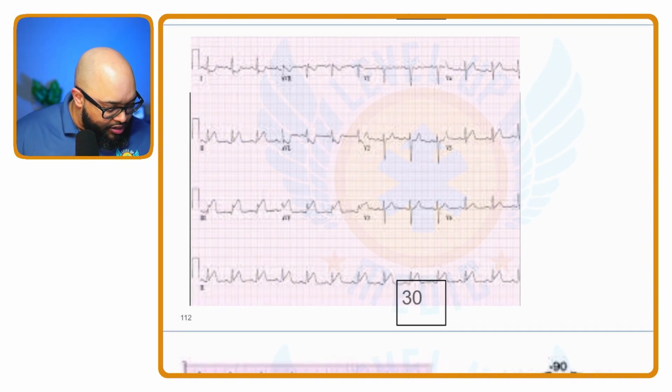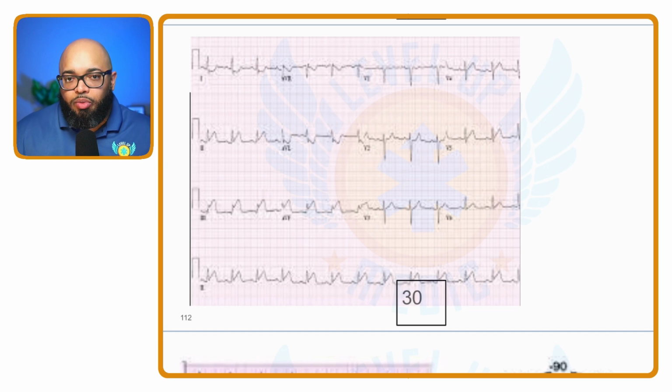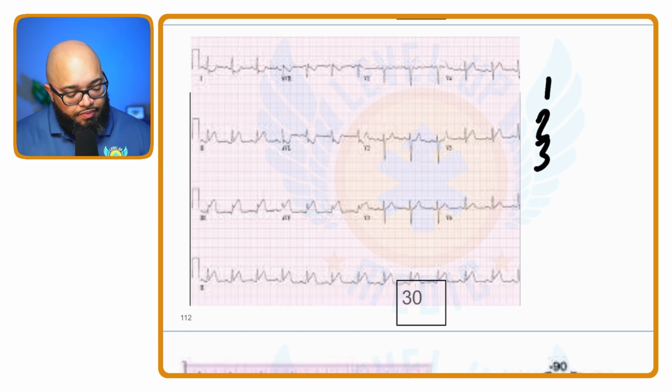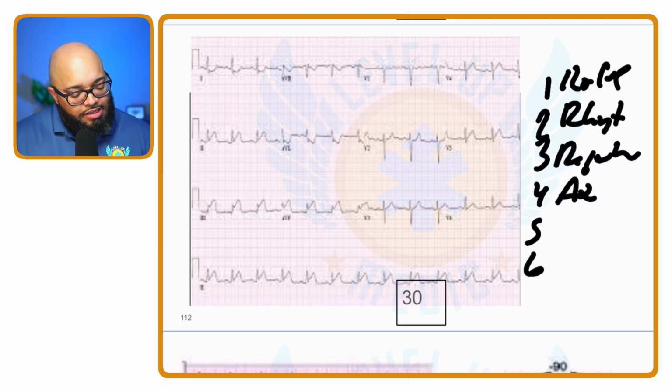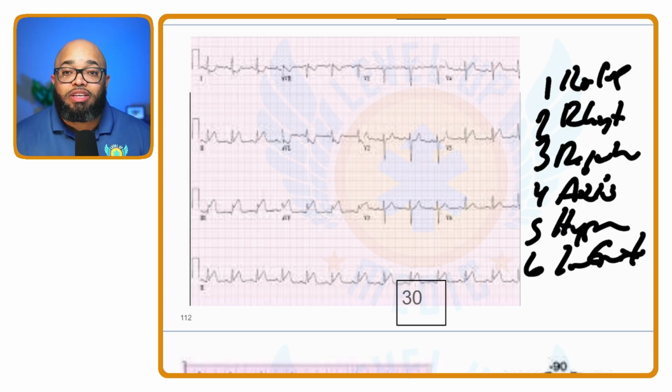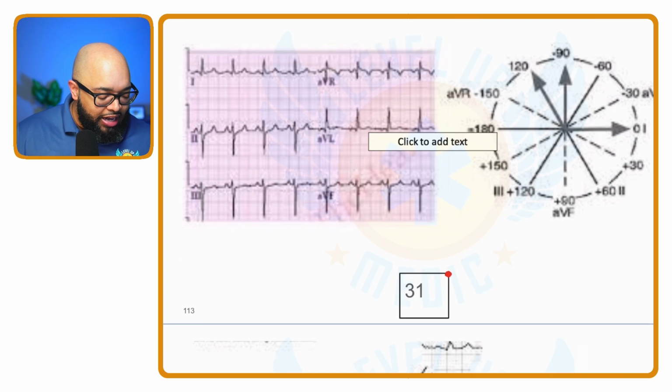All right, number 30 is a little harder for me to see. Number 30 is another good example. I want you to do number 30 on your own, just for the practice. Go through all 6 steps. We always check for rate, then rhythm, then regularity. We're going to check for axis. We're going to check hypertrophy. And we're going to check for infarction. We're going to do this 6-step process with every single EKG.